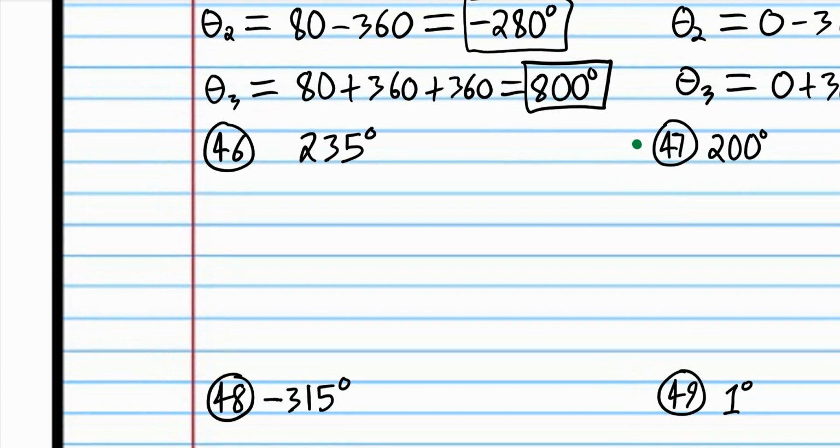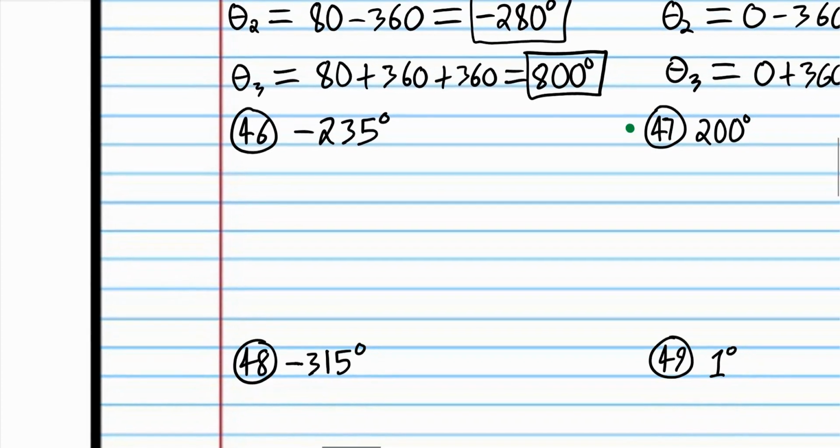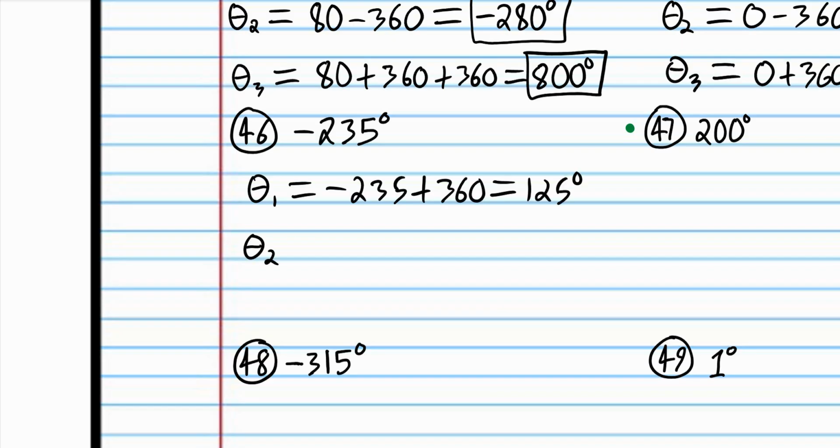Okay, so now we have a negative 235 degree angle. Let's add 360 to that. If we add 360 to negative 235, we get 125. So negative 235 plus 360 is equal to positive 125 degrees. And if we add 360 again to 125, we get 485.